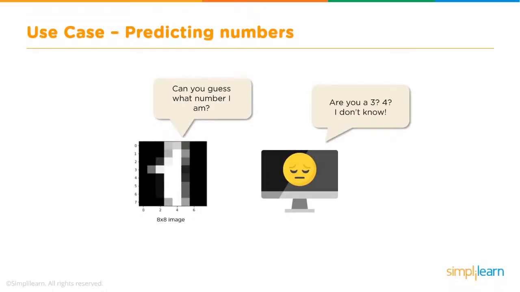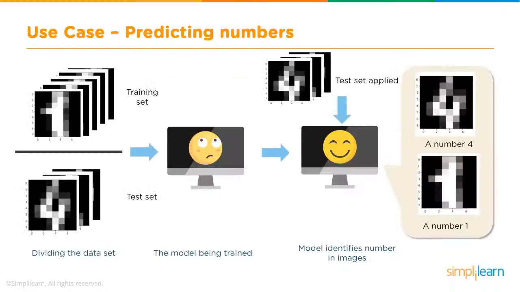So let's say you have an 8x8 image and the image has a number 1, 2, 3, 4, and you need to train your model to predict what this number is. So how do we do this? So the first thing is, obviously, in any machine learning process, you train your model. So in this case, we are using logistic regression.